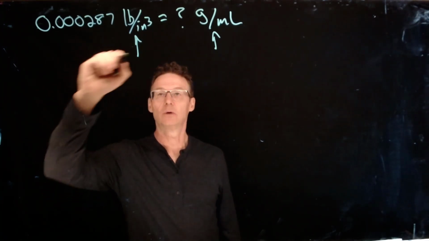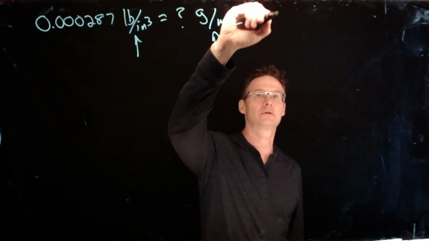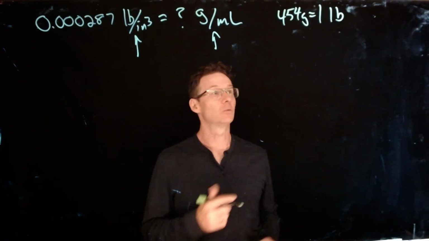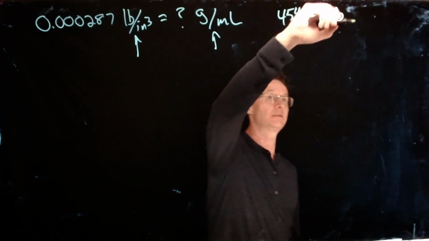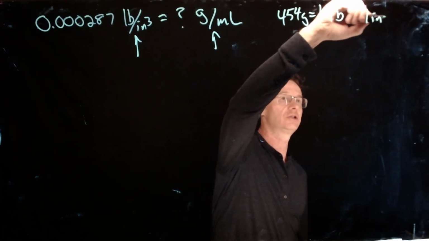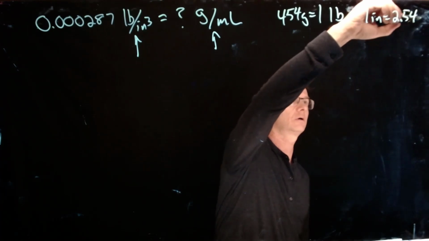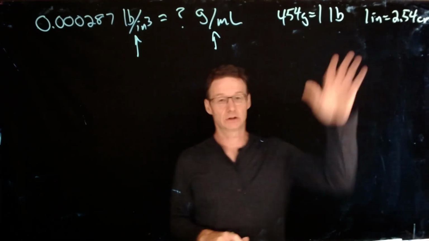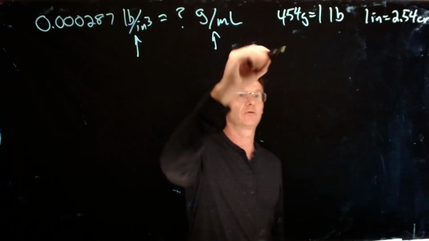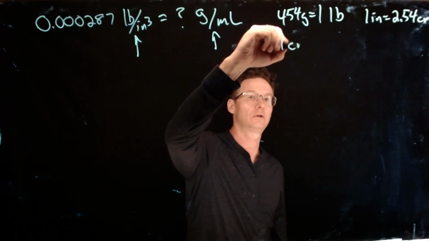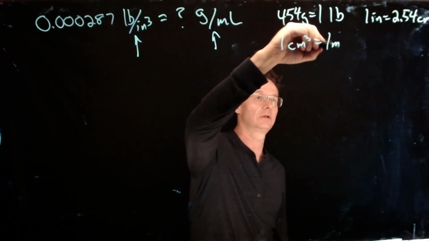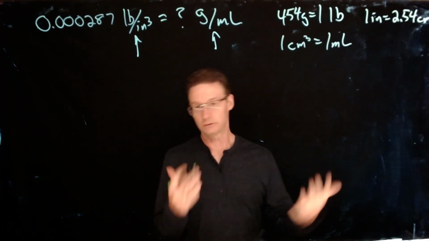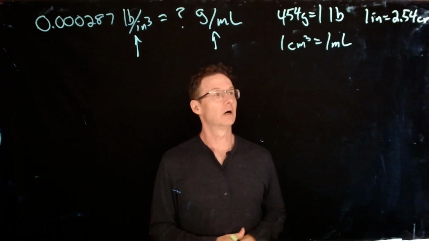Let's see what we need. We need to convert our pounds into grams. So 454 grams equals 1 pound. And then we'll convert our inches into centimeters. So 1 inch is 2.54 centimeters. And we'll deal with the cubed inches and the cubed centimeters in a minute. And then we're finally going to convert cubic centimeters into milliliters. And it's conveniently that 1 cubic centimeter equals 1 milliliter. Those two units are interchangeable in terms of their size.